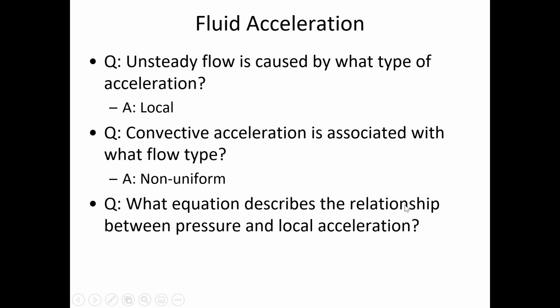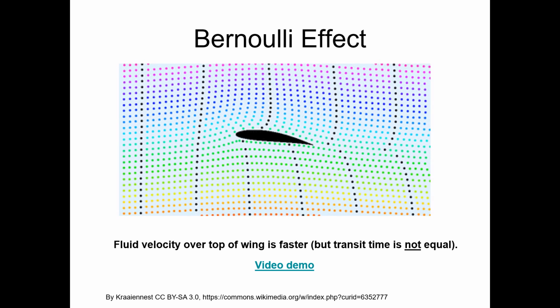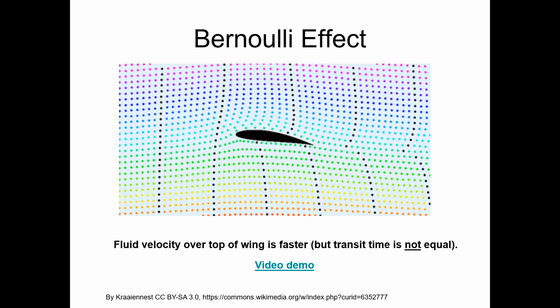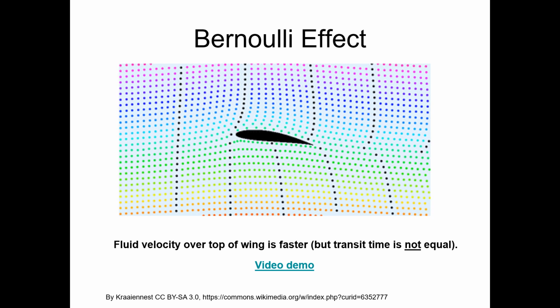So what equation describes the relationship between pressure and local acceleration? So local acceleration is associated with unsteady flow. So what equation talks about how pressure changes due to local acceleration? Euler's. That's right. Good. And of course, Bernoulli's equation describes how pressure changes with respect to position. Right. All right. So here is a little animation that illustrates the Bernoulli effect.